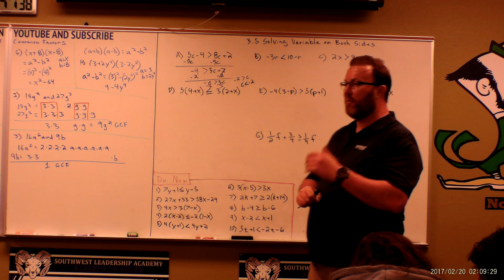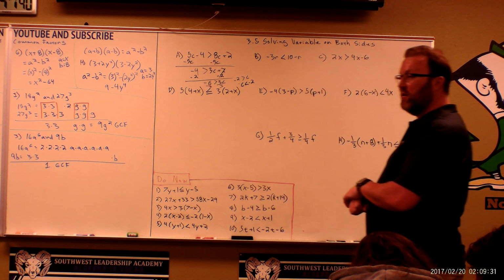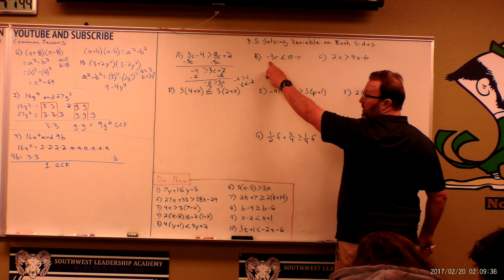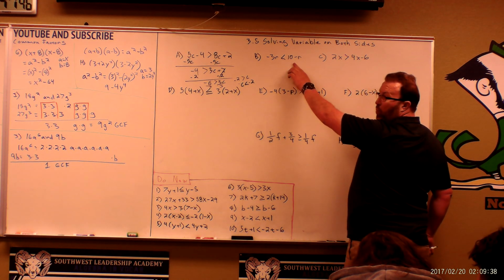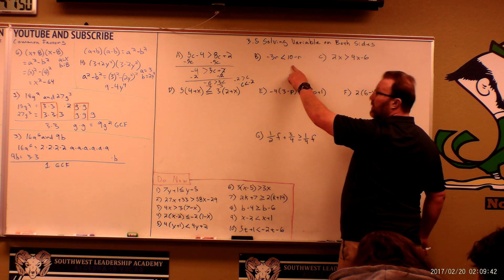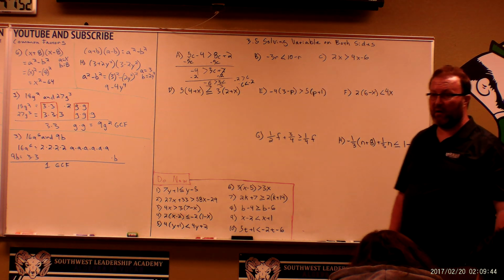First of all, what does the problem say? What type of math is this right here? Negative 3 times R. Good. And right there, 10, minus, it's subtraction, right?